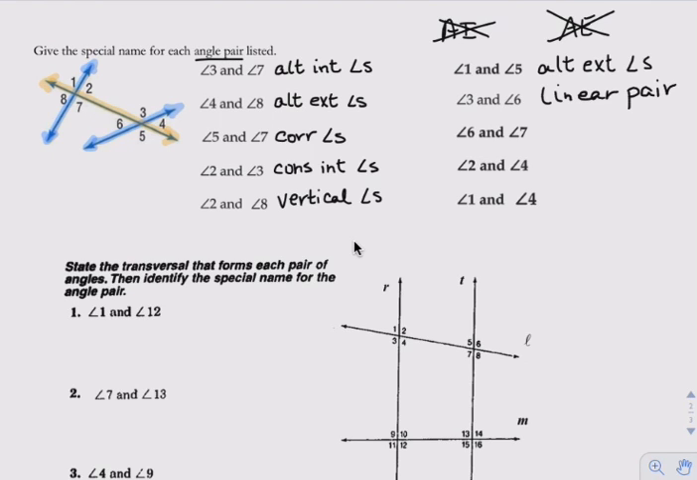Okay, the next one, 6 and 7. Consecutive interior. 2 and 4. Consecutive exterior. And then 1 and 4. Oh, I said the wrong thing. Oh, my bad. 2 and 4. 2 and 4 are actually corresponding. And 1 and 4 are consecutive exterior.